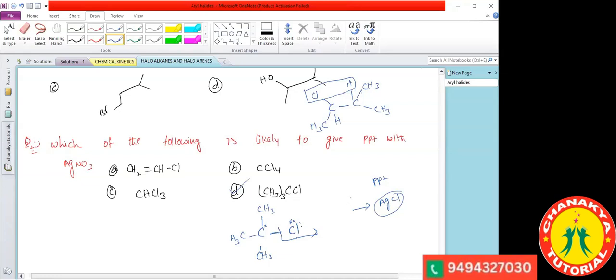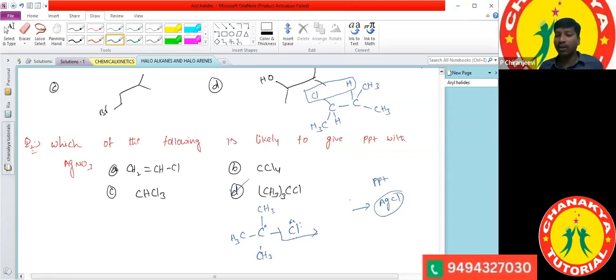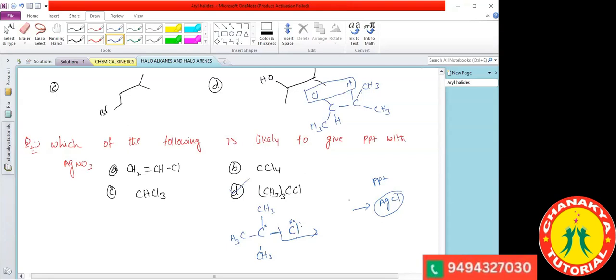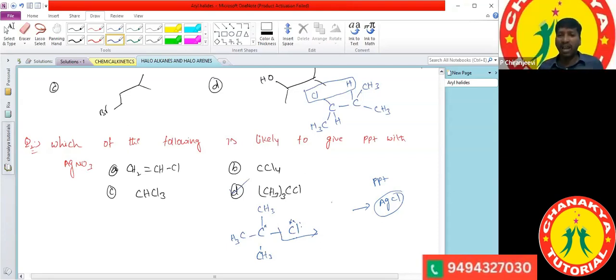So it has to be a tertiary carbocation. Tertiary it has to be, then only it releases easily. And that is also an SN1 reaction. Actually, this one is to explain the SN1 reaction reactivity order.